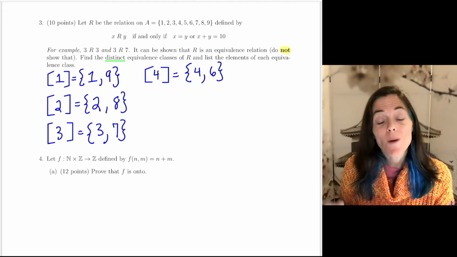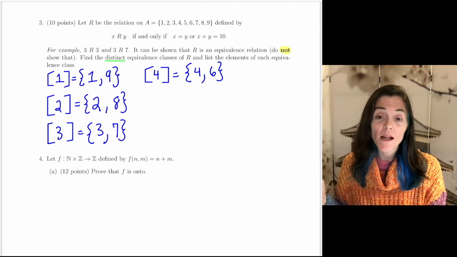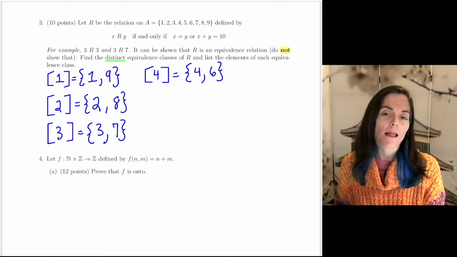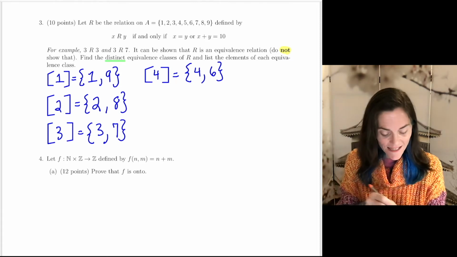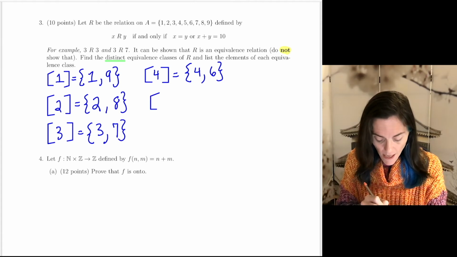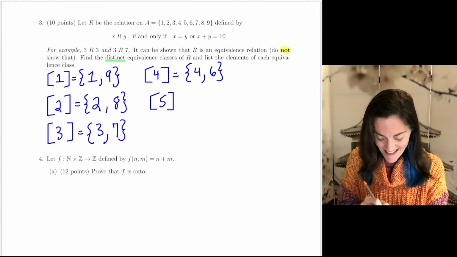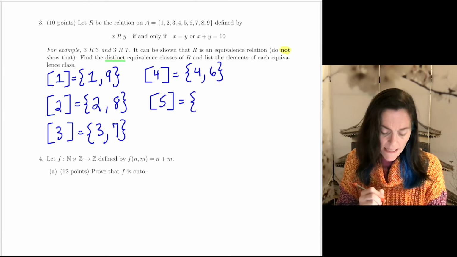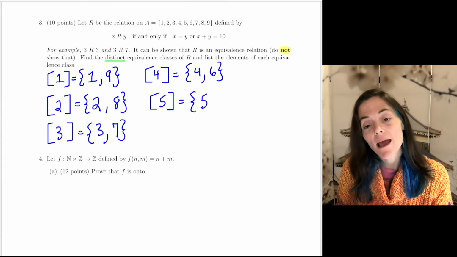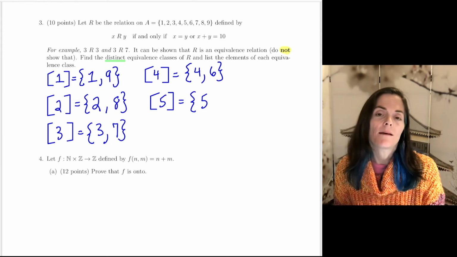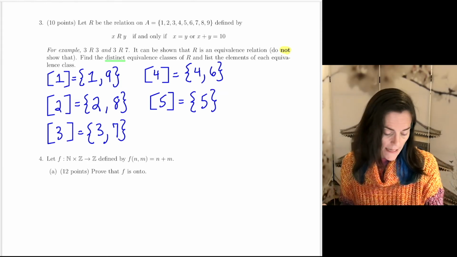Now, you ask yourself, are you finished? Not yet, because we do not have every element of A in some class. This is how we know to keep going, that we have more classes here. So what's not listed, that's an element of A? That would be element 5. And under this relation, certainly 5 is in this class, but then what element, when you add to 5, gives you 10? That's just 5. So this is the only thing in this class.